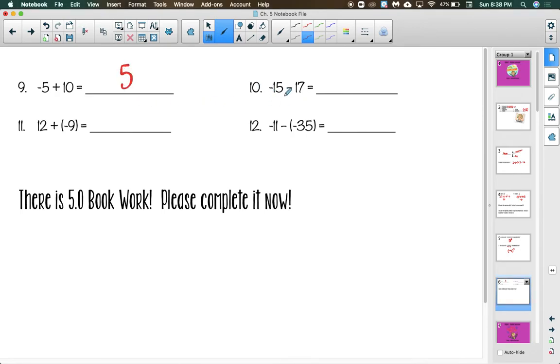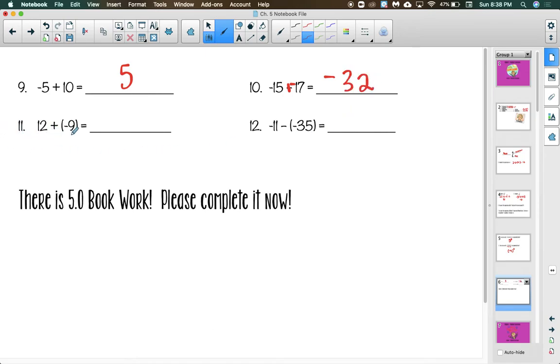Okay. Number 10, -15 minus 17. The go word is minus, so I have to add a line and change the sign. So this becomes -15 plus -17. Negatives plus more negatives gets me a negative answer, and I'm going to have to add them together to get -32.